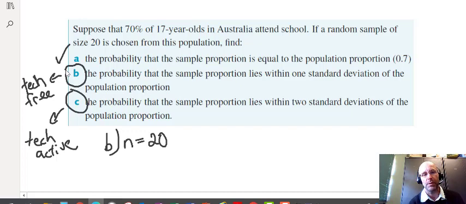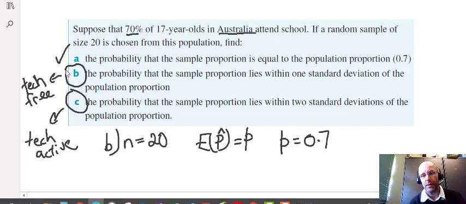Now, because it's a large population, Australia, that means we can say that the mean equals little p. And for Australia, we're looking at 70%. So we can assume that it's the same. Therefore, q is 1 minus p, or you just write 1 minus p. Either of those is fine. It's going to be 0.3.